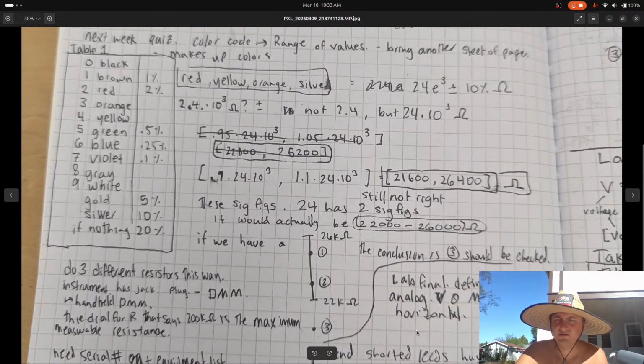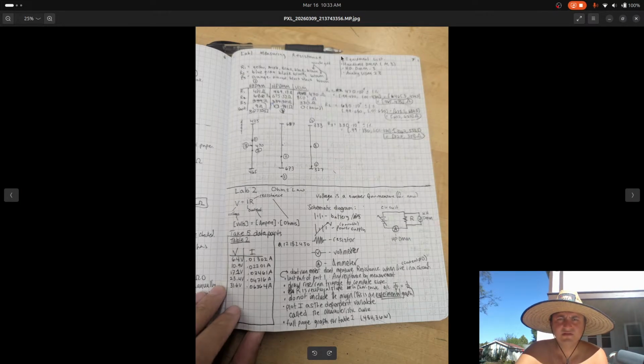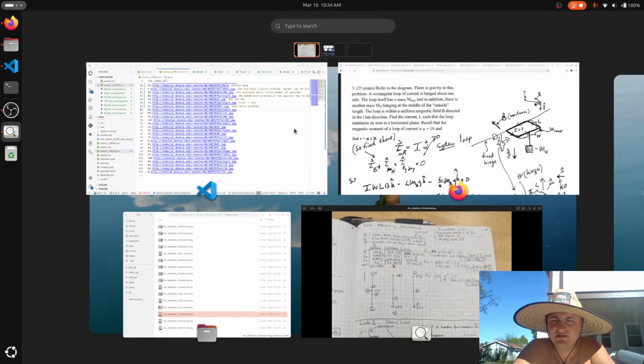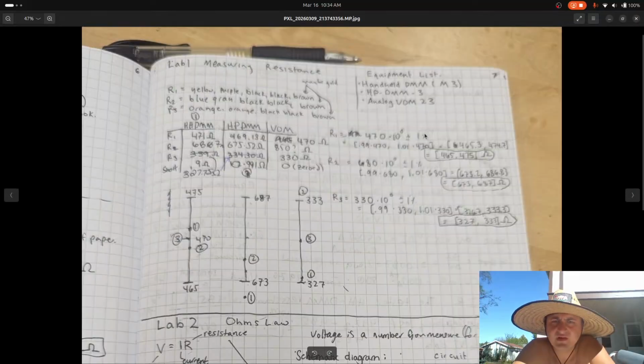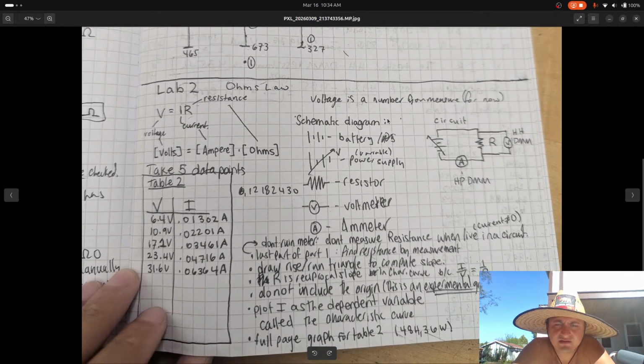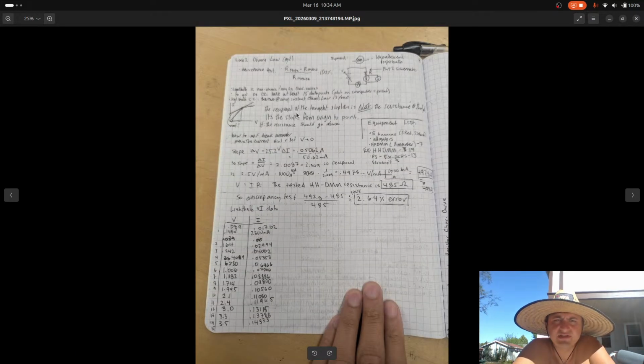Okay. All right, next. Measuring resistance. Okay, he wants to see the tolerance bounds and then where it lands. The analog VOM, I forget how the hell that thing works. Okay, this shouldn't be too bad. Ohm's law. I don't know how much data we're going to be taking, but here's some symbols. Okay, all right, basic stuff.